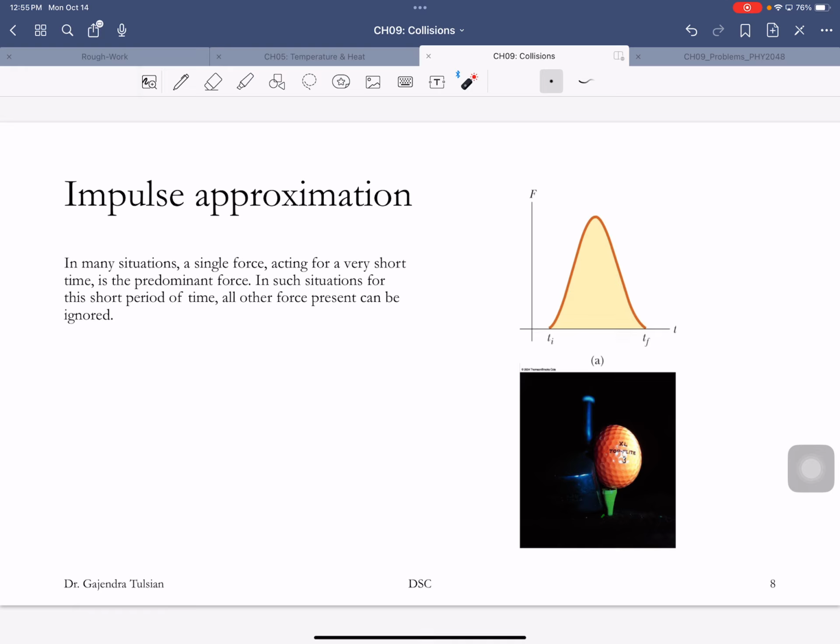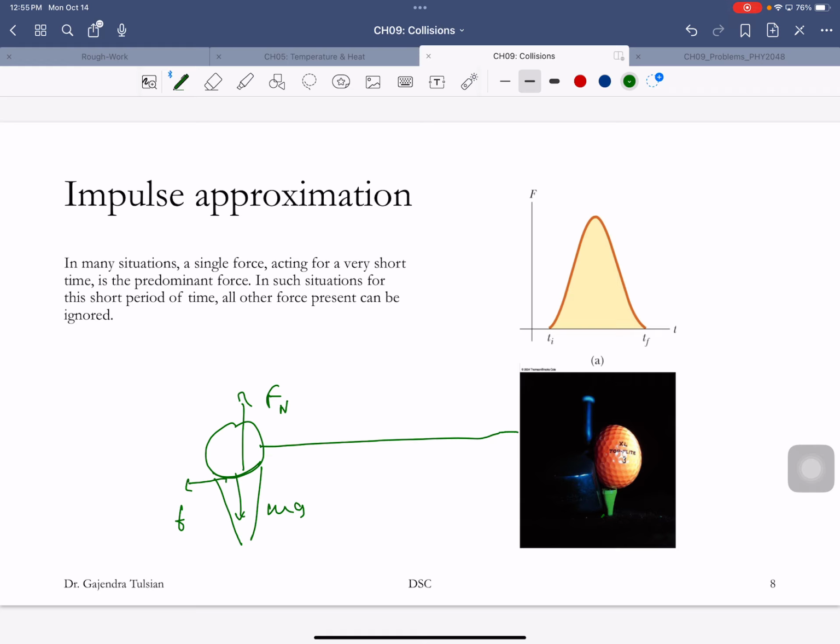So one of the things that's useful about linear momentum is in handling situations where the forces vary with time. Here's an example. Let's see what this impulse approximation is. Here's the ball sitting on the tee. There's the force of gravity, there's the normal force, there's the friction force, and the force applied by the club.